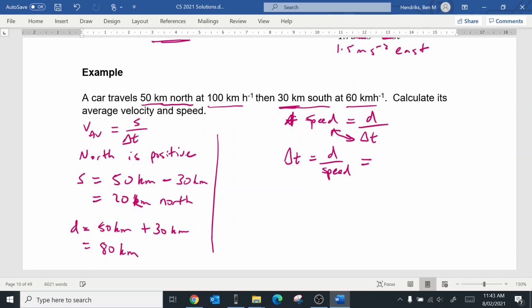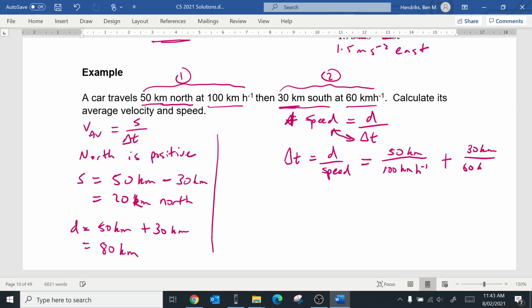Okay, so we have to actually look at each case. That's like one case, and then this is another case here. So the distance in the first case, we have 50 kilometers divided by 100 kilometers per hour. And then the second case is 30 kilometers divided by 60 kilometers per hour. Okay, so we end up getting 0.5 hours plus 0.5 hours.